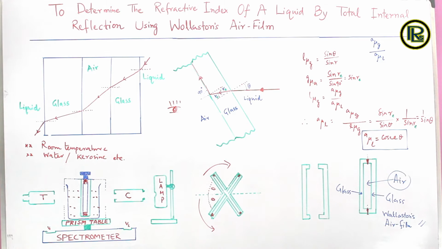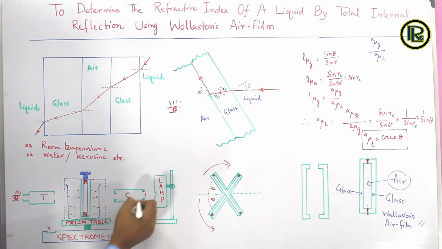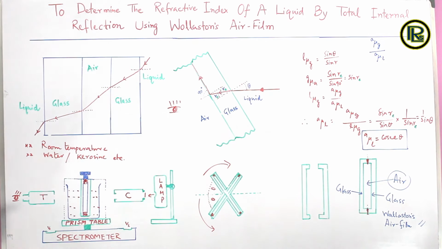And what we see here basically is the image of the slit, that means the slit of the collimator. So we have to observe here, and we see the image of the slit when the light comes like this.